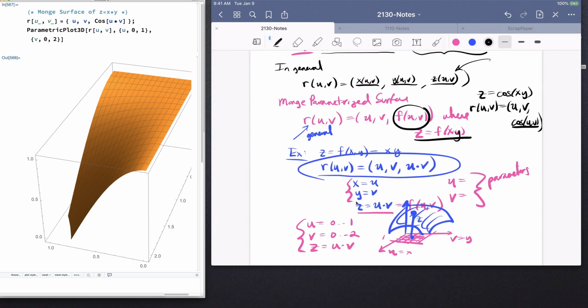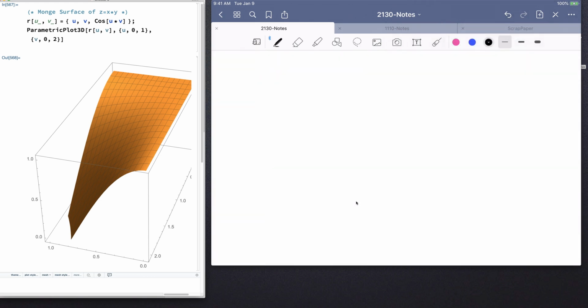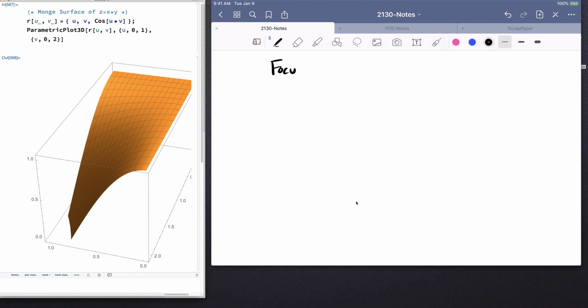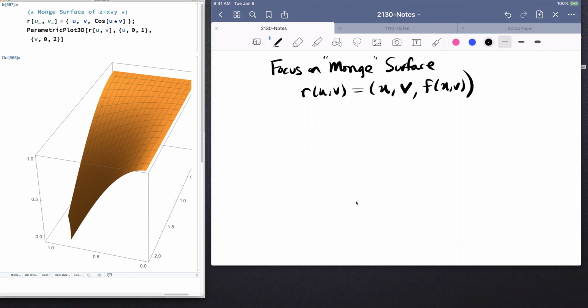Okay, but before we get to those examples, I want to discuss the concept of a normal vector. Let's focus for the time being on a Monge surface, named after Monge, a French mathematician. That Monge surface is going to look like a vector valued function: x is equal to u, y is equal to v, and then we have some function of u and v.